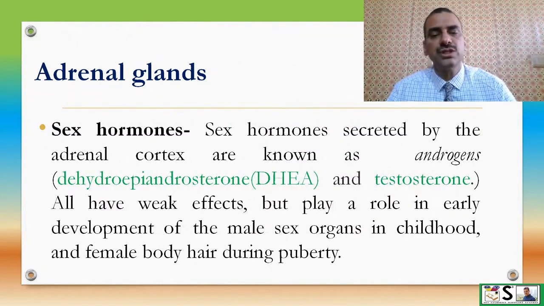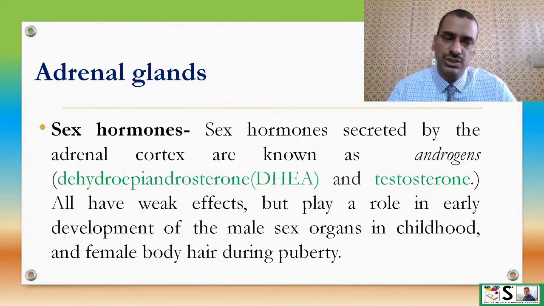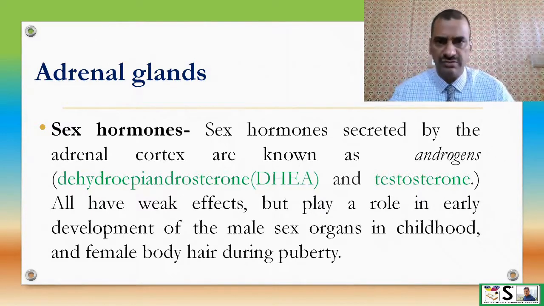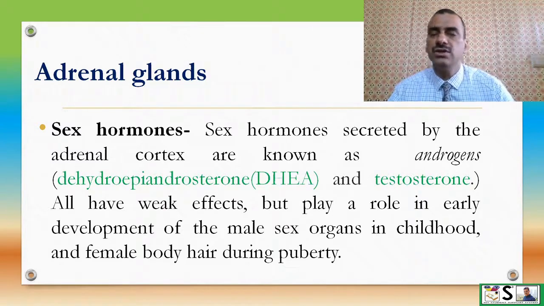Sex hormones. The sex hormones secreted by the adrenal cortex are known as androgens. These are dehydroepiandrosterone, DHEA, and testosterone. All have a weak effect, not a full effect, but they play a role in early development of male sex organs in childhood and female body hair during puberty.